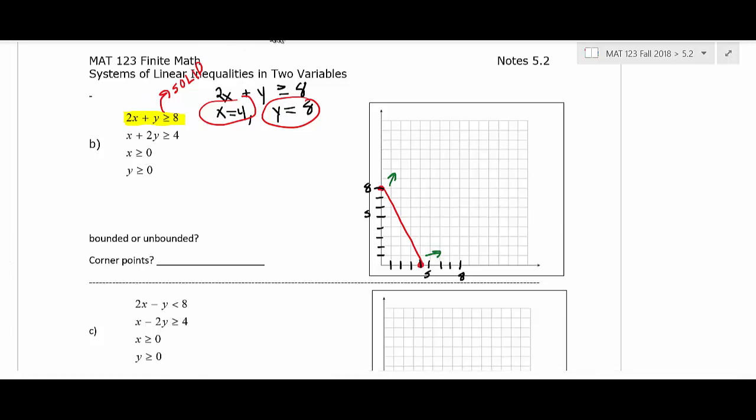So now we're just going to do the second one. I'm going to write that down. I got x plus 2y greater than or equal to 4. Can you tell me what the x-intercept is? 4. What's the y-intercept? 2. Just do that in your head. 4 and 2. Does everybody have that? That's important, that you can do that quickly and efficiently in your head. So you're going to get x equals 4 and y equals 2.